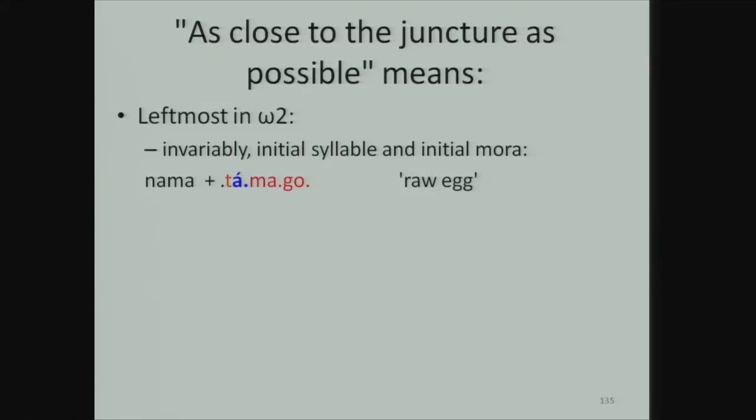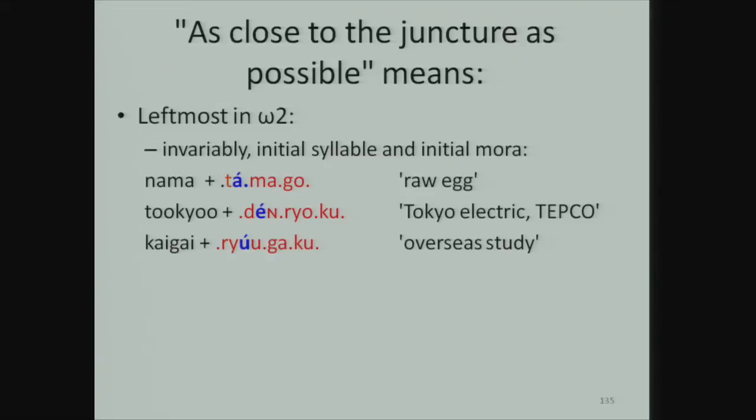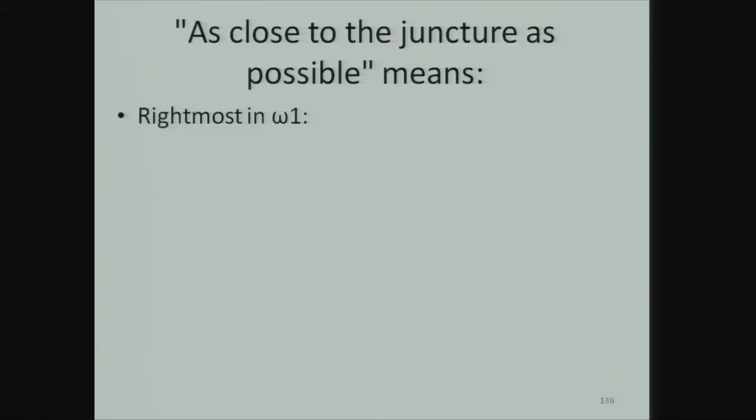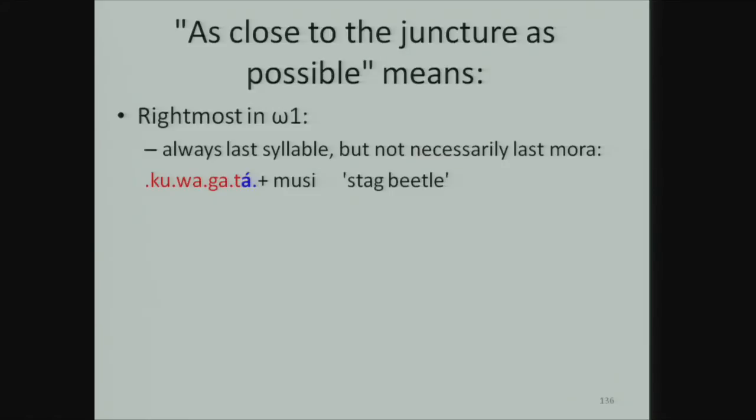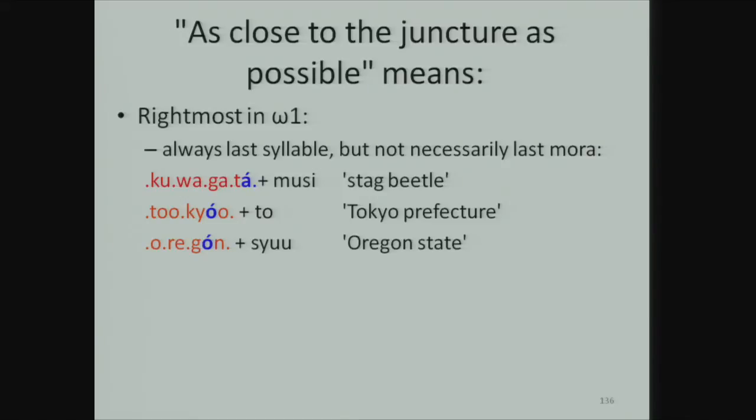Of course, if it's leftmost, it's going to be the initial syllable of word 2 as well as the initial mora, because it's the leftmost. So Tamago versus Tokyo denryoku, of course it's the initial syllable, but it goes on the initial mora, denryoku, or kaigai ryugaku. Okay? But when we are talking about rightmost in word 1, it's always the last syllable, but not necessarily the last mora. So Kuwagata mushi is indeed last syllable, last mora, but Tokyoto is last syllable, but not last mora. It's the penultimate mora. Oregonshu, again, last syllable, but not last mora.